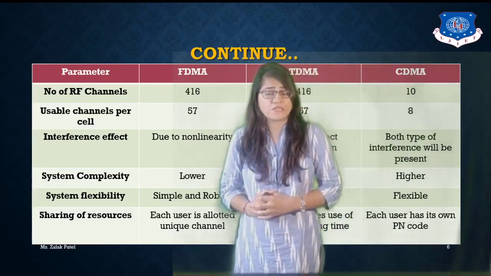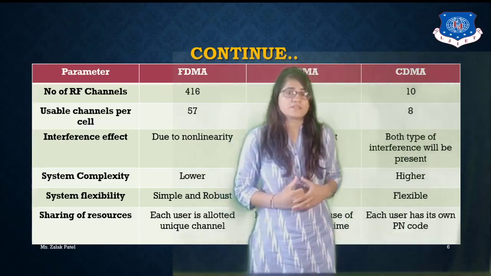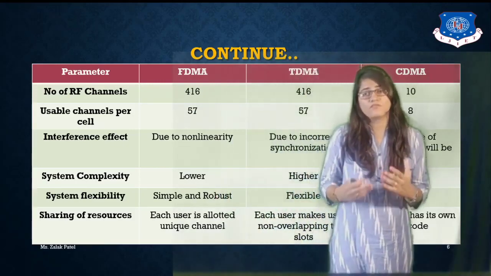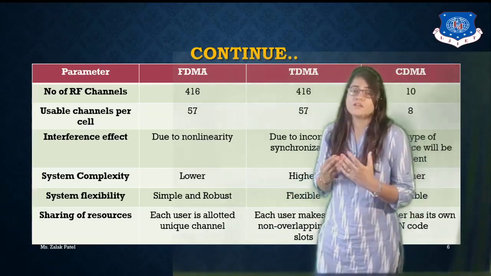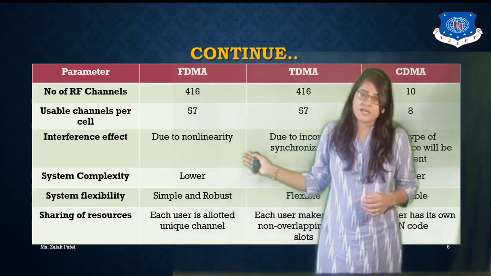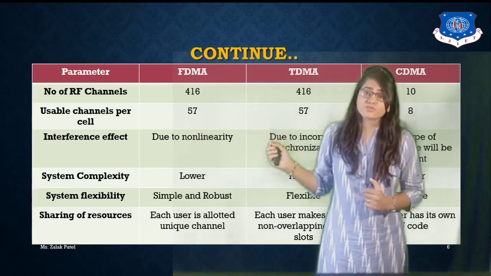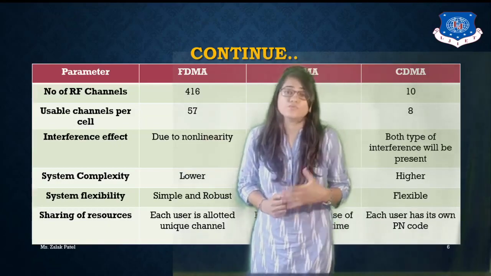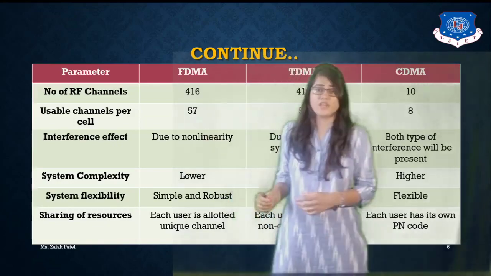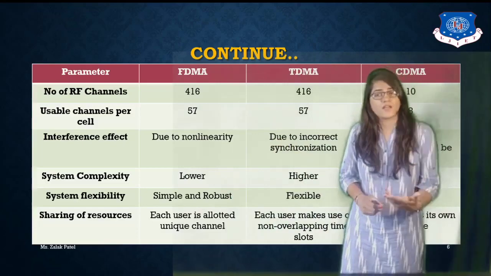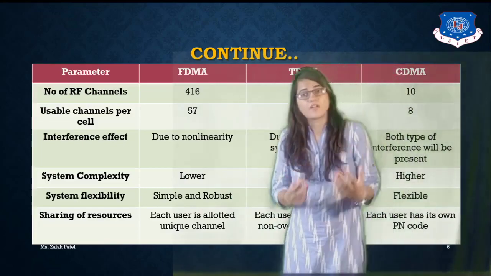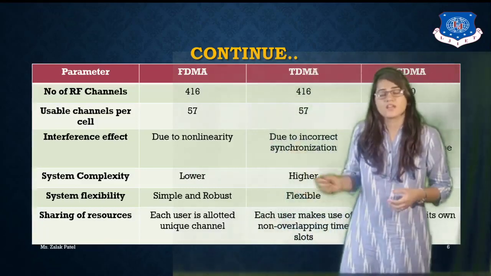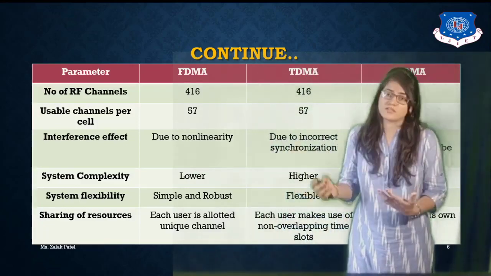If we want to talk about the interference, then in the last session we have discussed that in case of FDMA, because of the intermodulation, a non-linearity will be generated and that will create a distortion of the signal. So the interference effect of FDMA is due to its non-linearity. In case of TDMA, it is due to the incorrect synchronization, because when we transmit the signal in terms of frames, the incorrect synchronization will affect at the receiver end.